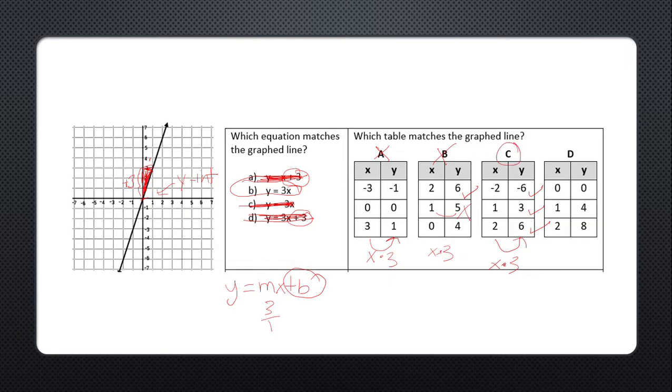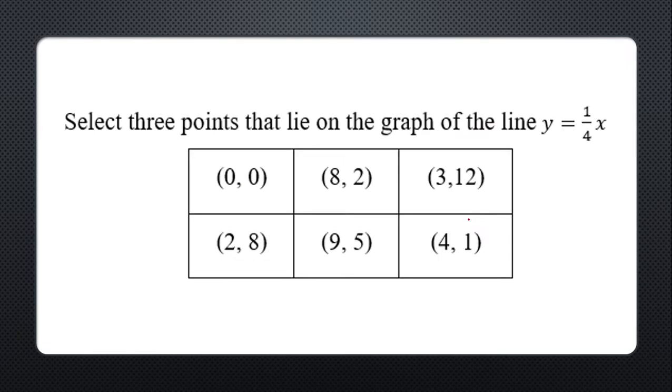All right, 2 more problems in this section. All right, this one says select 3 points that lie on a graph of the line y equals 1/4 x. Now, there are several ways that you can do this. You could go ahead and convert this to a decimal if you wanted and do it that way. Or you could leave it as a fraction. If you're good with multiplying fractions, then you can do it that way.